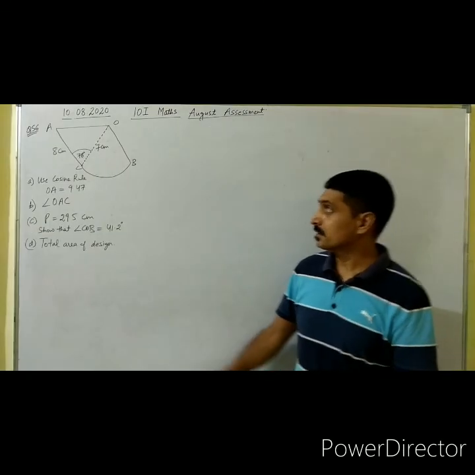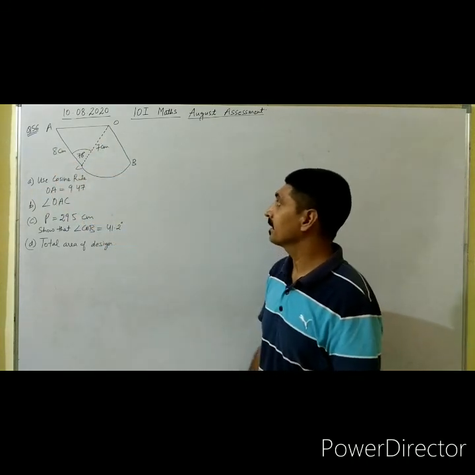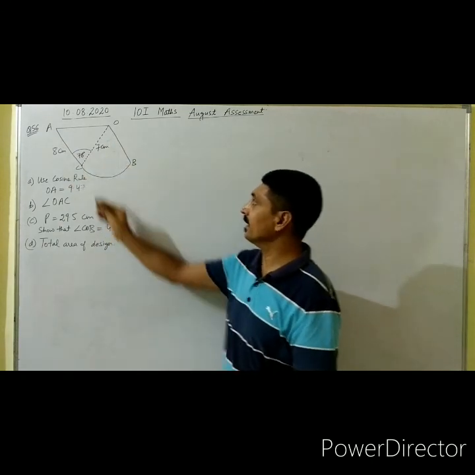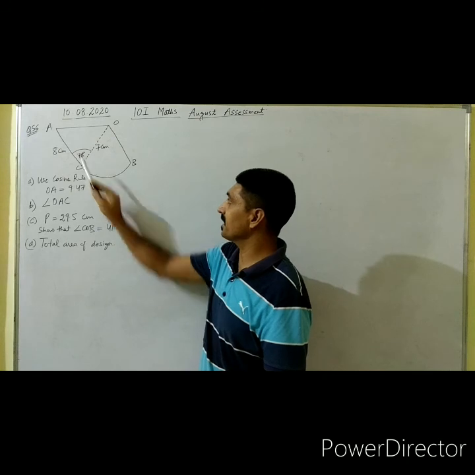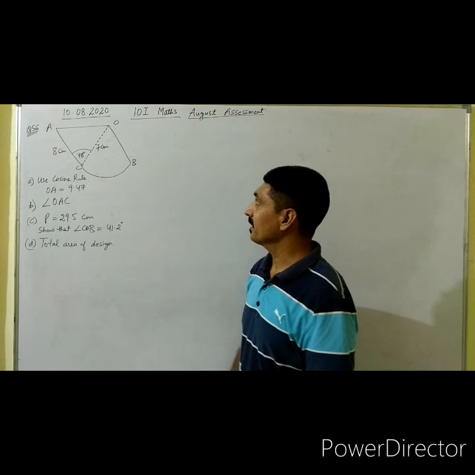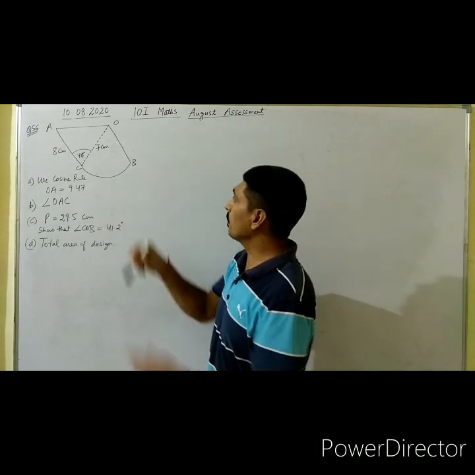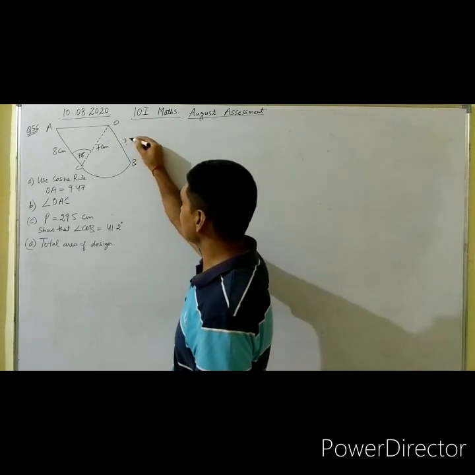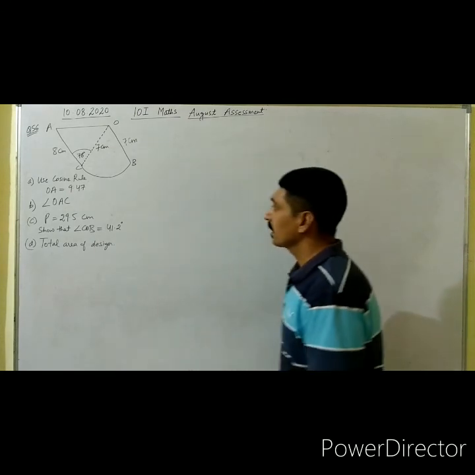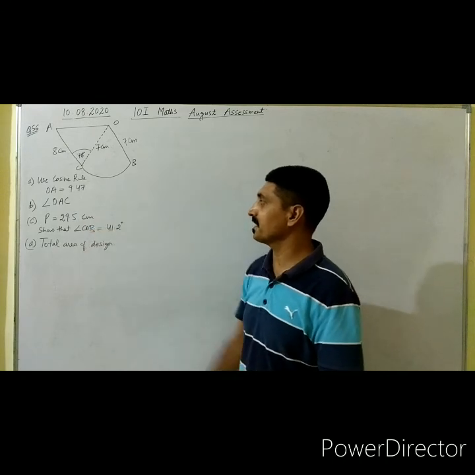The last question, that is 56. We are given a design here. AOC is a triangle, angle ACO is 78 degrees, AC is 8 centimeters. One sector is given where OB is 7 centimeters, the radius of the circular part. And we are given the perimeter of this design, 29.5 centimeters.